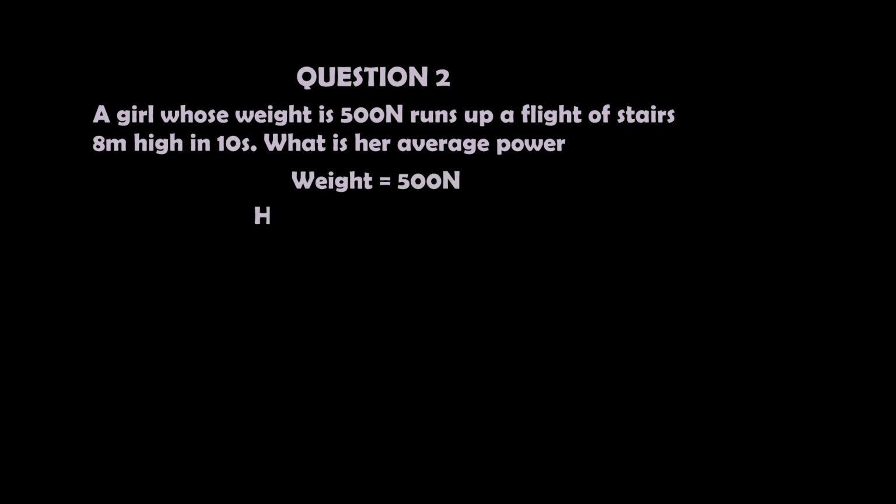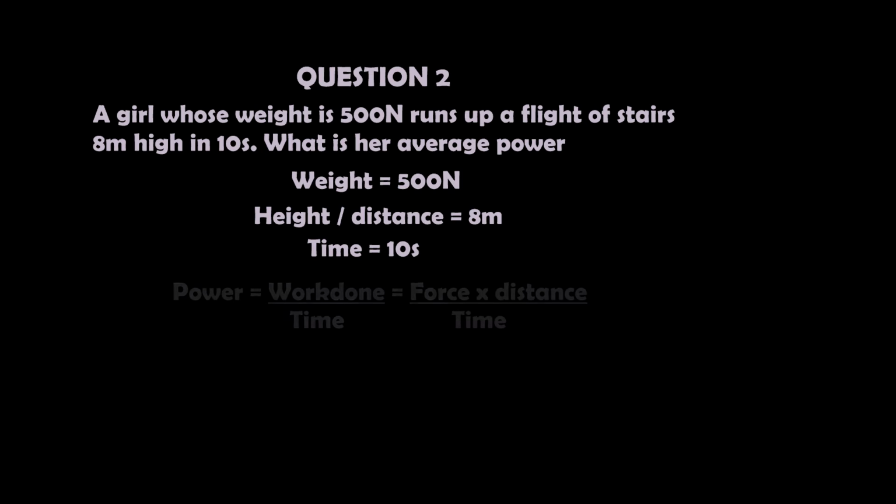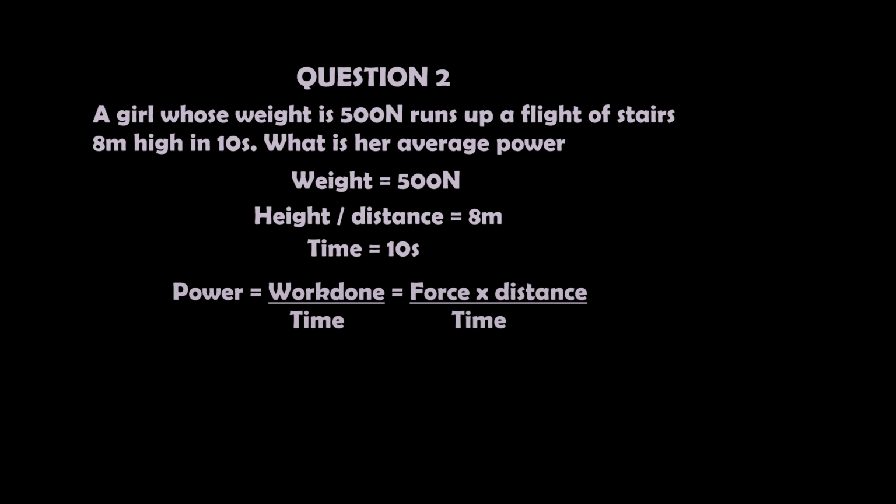Listing the parameters we've been given, weight is 500 newtons, height or distance is 8 meters, and time is 10 seconds. Power is given as work done over time, and work can be expressed as force times distance. If we substitute our values, we have 500 times 8 over 10, and that gives us 400 watts. Question 3.